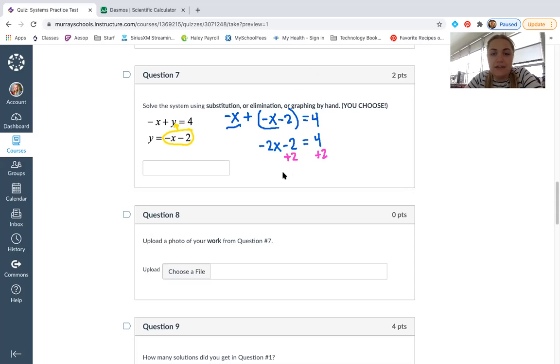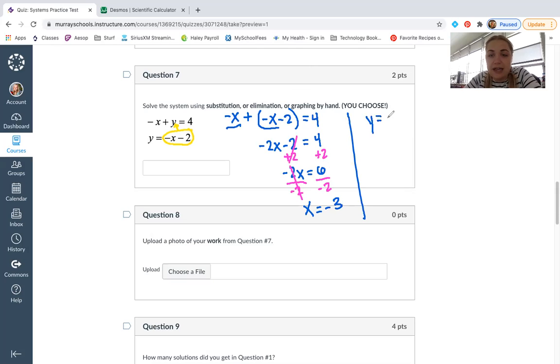And I get negative 2x equals 6. Lastly, I can divide by negative 2, divide by negative 2. And my final answer for x is negative 3. Okay, I'm going to replace that negative 3 into my second equation there.